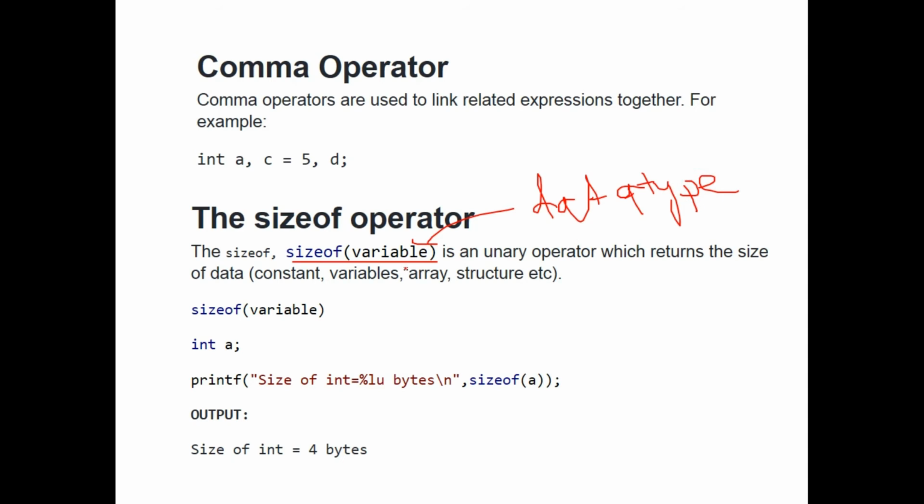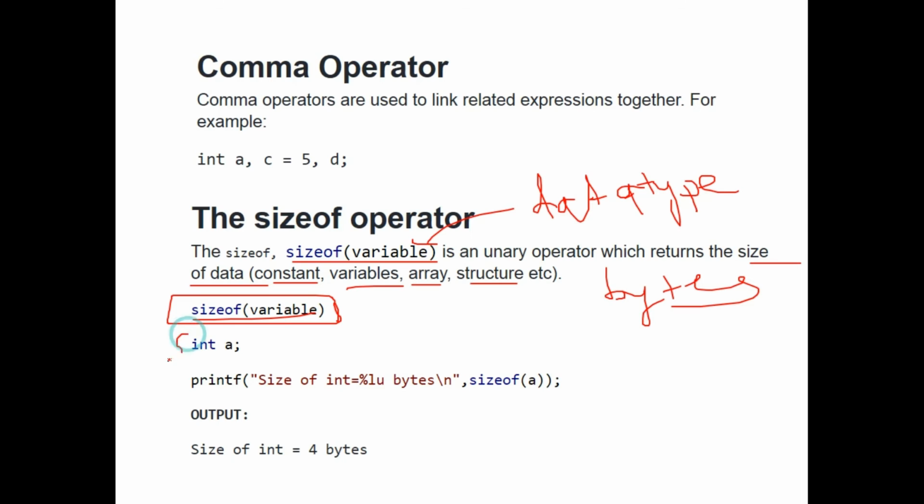The task of the sizeof operator is to take a variable name or data type. It is a unary operator, which performs an operation on only a single value and returns the size of the data. That variable can be a constant variable, an array, a structure, or even a data type, in terms of the number of bytes required in your machine. So sizeof(variable) is the syntax for writing the sizeof operator.